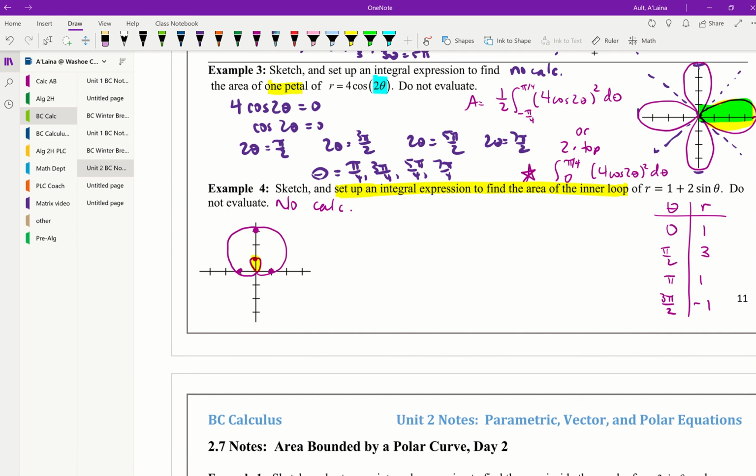So to figure out where this is happening, I again need to see where this radius equals 0. So I'm going to set this radius equal to 0 and do some solving. So let's see, negative 1 is equal to twice the sine of theta. I want to see where the sine of theta equals negative 1/2. Now, there's going to be two values, and this is where I'm going to have my inner loop start and end.